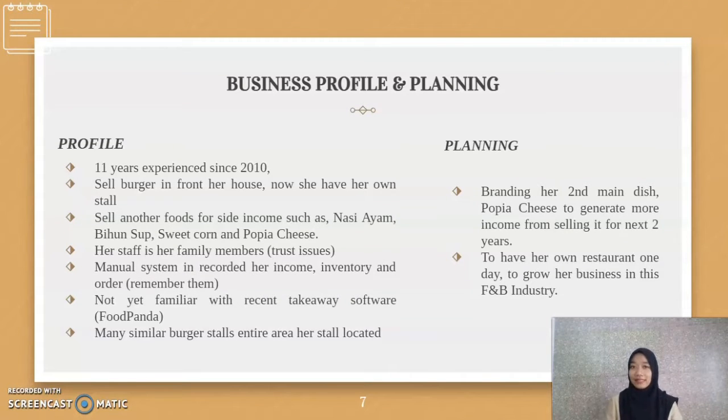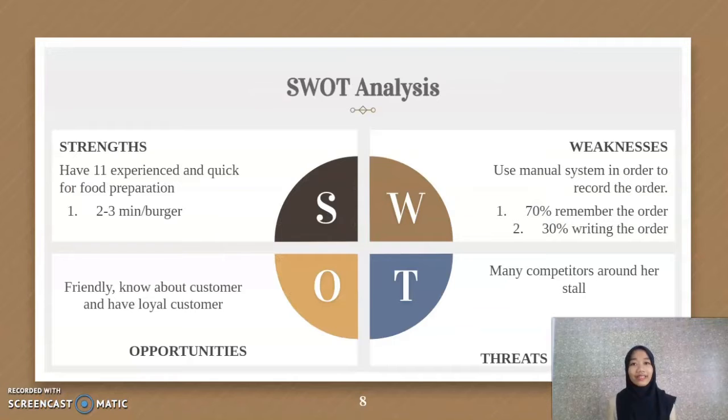Okay, for business planning, she plans to brand a second main dish, popiah cheese, to generate more income by selling it over the next 2 years. And she also plans to have her own restaurant one day so that she can grow her business in the F&B industry. Okay, next we move to SWOT analysis.